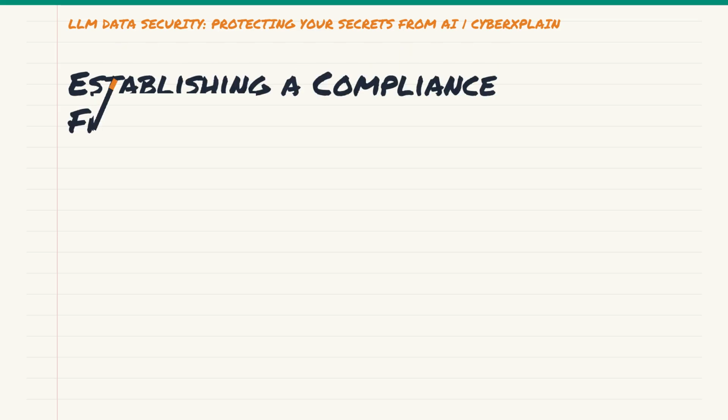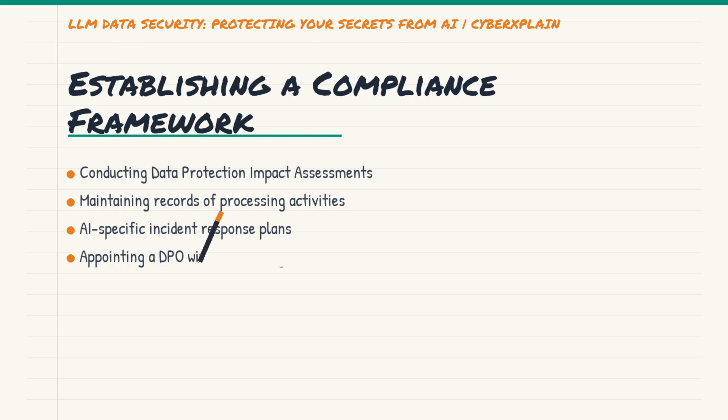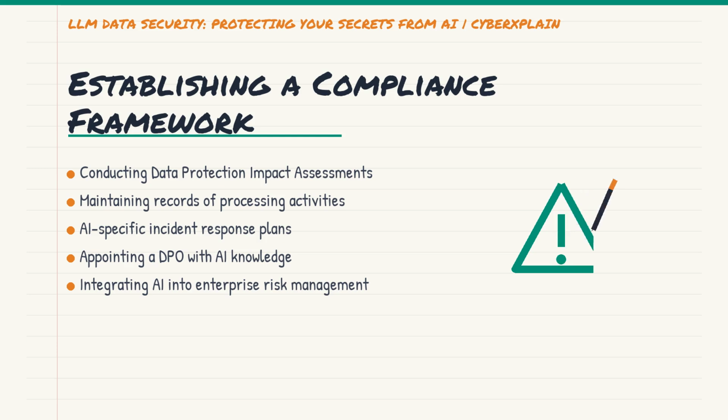To manage all these compliance challenges, organizations need a robust framework. This includes conducting data protection impact assessments, DPIAs, for all LLM deployments, maintaining detailed records of processing activities, and having clear incident response plans for data breaches involving AI. You'll also need to appoint a Data Protection Officer, DPO, who understands AI's unique risks. It's about integrating AI into your broader risk management and governance strategy, not treating it as an isolated tech toy.